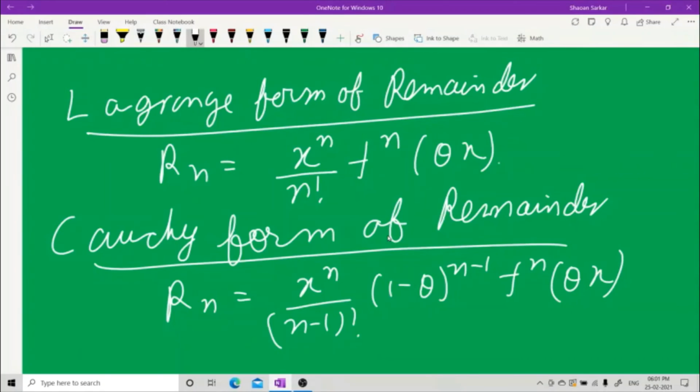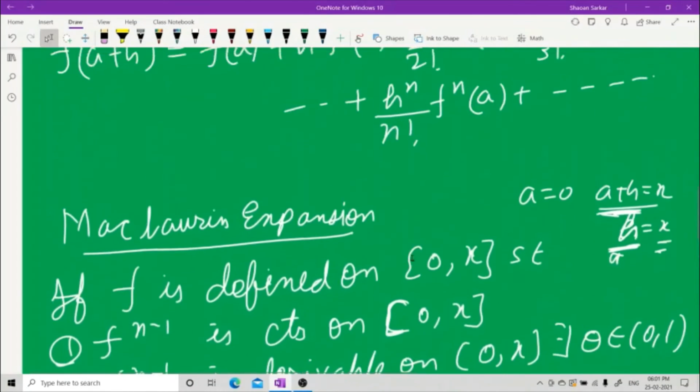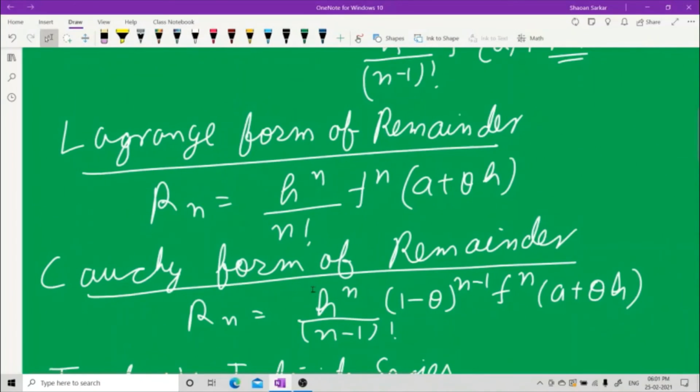Just see that one here. See this one. The Cauchy form: x to the power of n upon n minus 1 factorial, 1 minus theta to the power of n minus 1, fn. A will become 0 and h will become x.